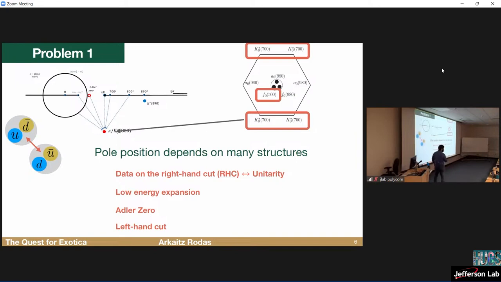So if you want to describe some of these states, you are not only going to need data, but you're also going to need the low energy expansion region, which is below threshold, something called the Adler zero that you might know about, and what we call the left-hand cut, which is very complicated, right? It has a circle and everything, and this complicated structure. Otherwise, you won't be able to go to this pole with precision.